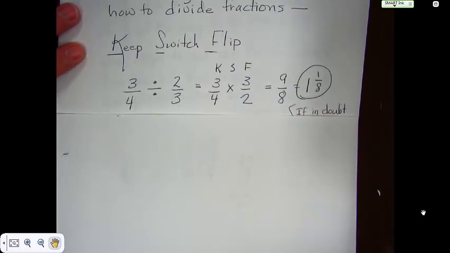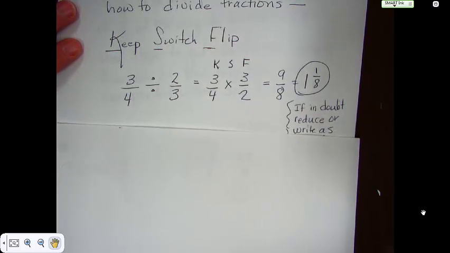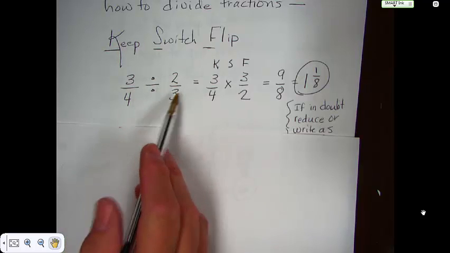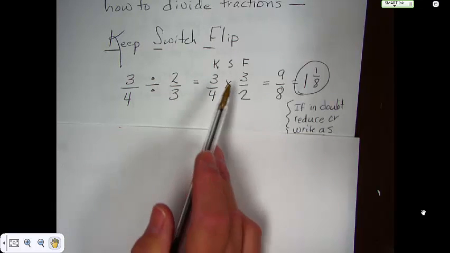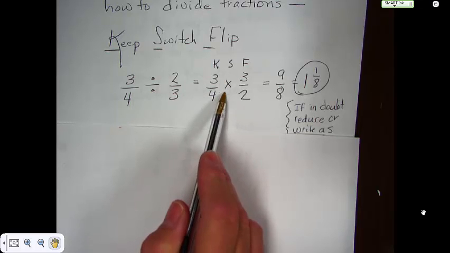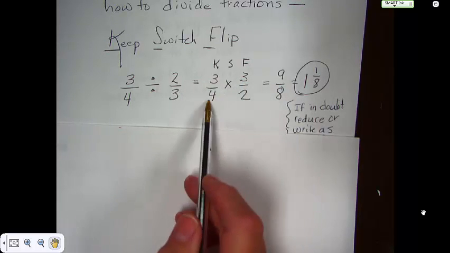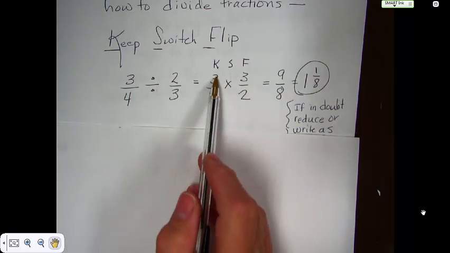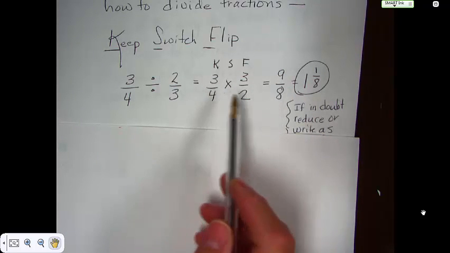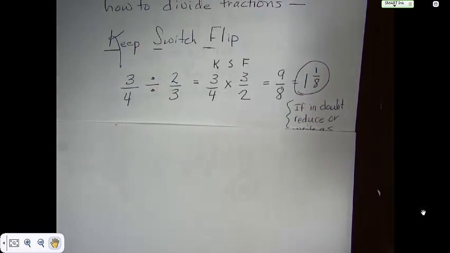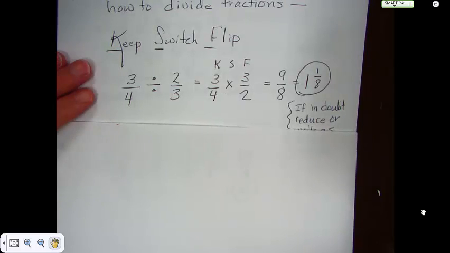Alrighty, here is a fraction. 3/4 divided by 2/3. You're going to keep the first term, you're going to switch the division to multiplication, and you're going to flip the second term and simply multiply straight across. So 3 times 3 is 9, 4 times 2 is 8. If in doubt, reduce or write as a mixed fraction or a whole number. Either way it will work.